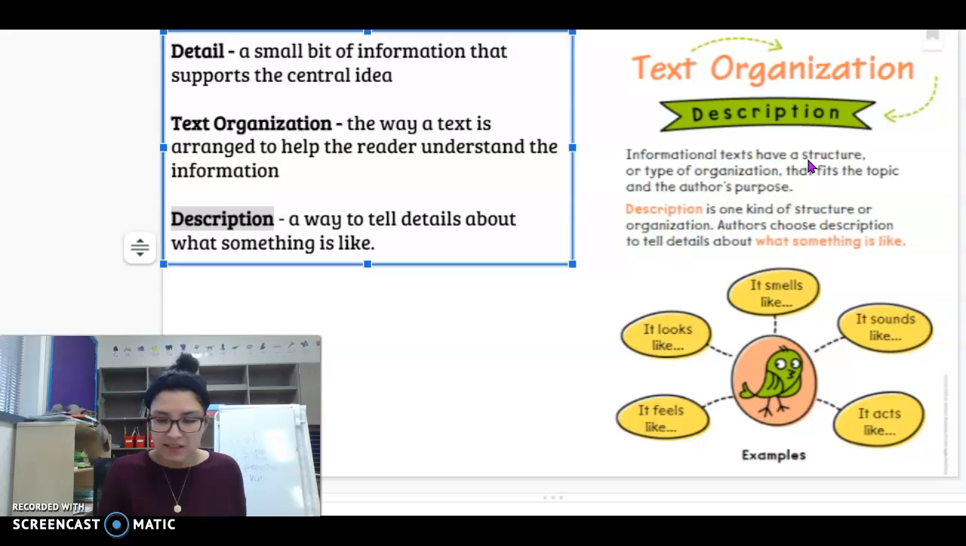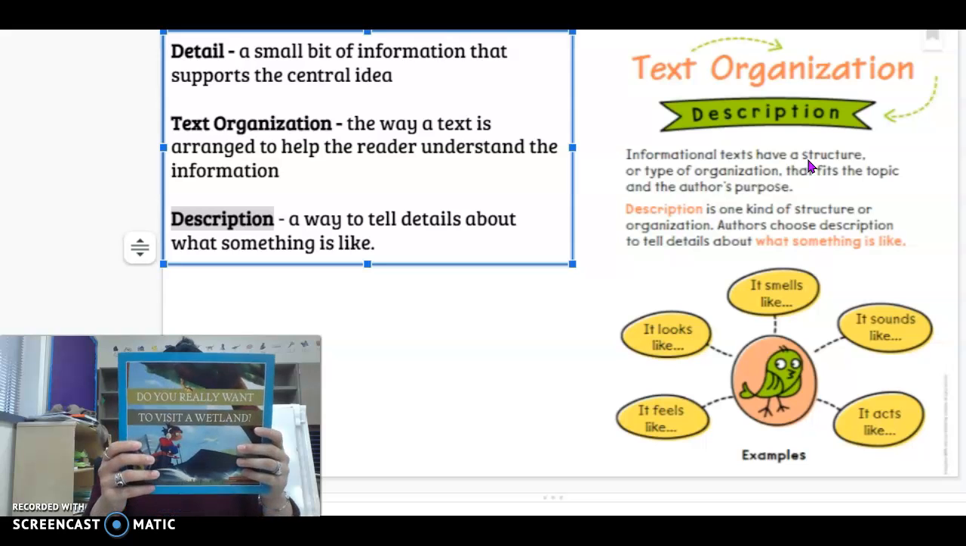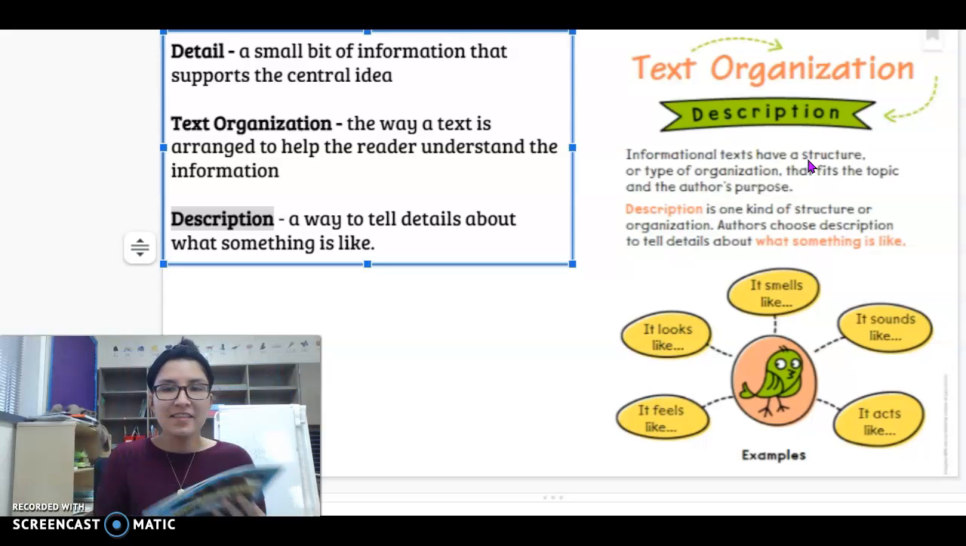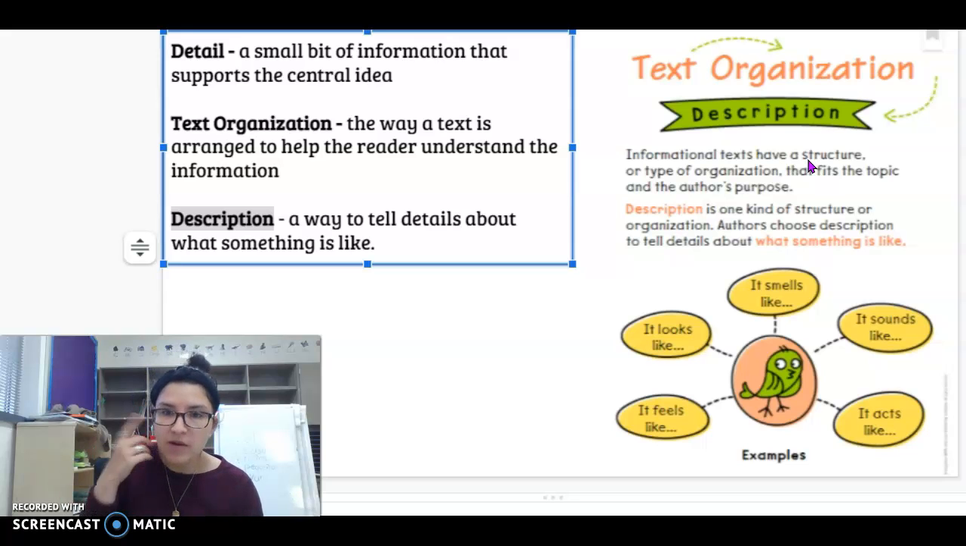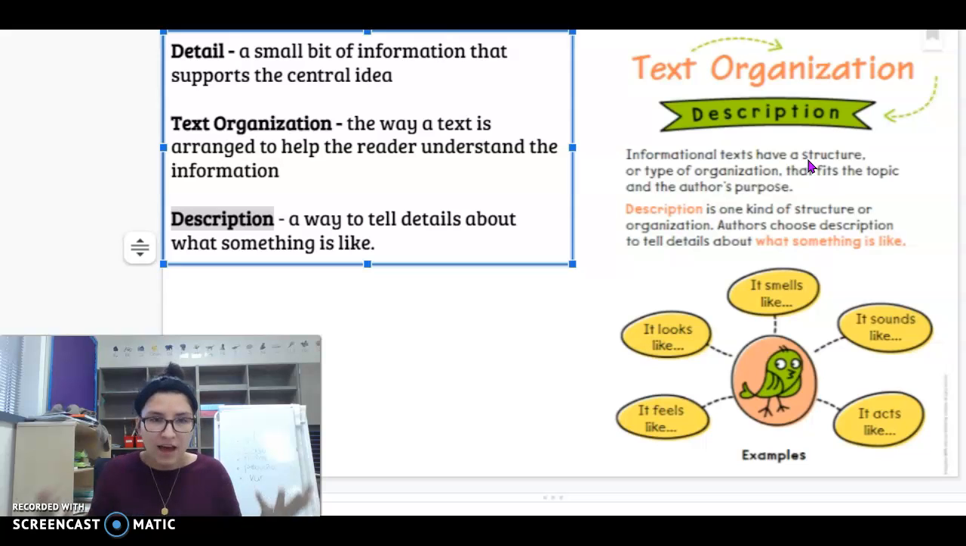Now, in today's story, do you really want to visit a wetland? This book is full of opportunities for you, the reader, to think of your five senses. There's going to be alligators, so you can look at the picture really well and start thinking, oh my gosh, that's what an alligator looks like. Or, oh, that's a sound an alligator makes. Or, I wonder what that feels like, or I wonder what that sounds like. There's all these different opportunities for you to use your five senses to think about the words that you're hearing whenever I read the story.